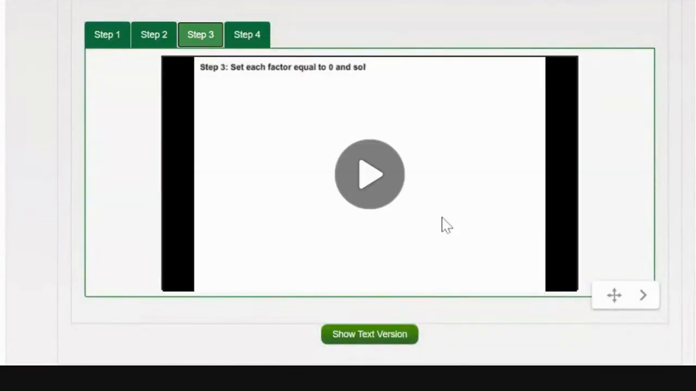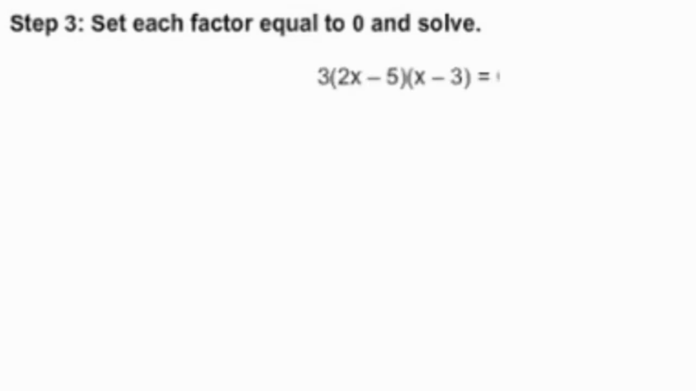Step 3. The third step is to apply the zero product property by setting each of the factors equal to 0 and solving. There are 3 factors being multiplied. They are 3, 2x minus 5, and x minus 3. For these factors to result in a product of 0, 1, 2, or all of them must equal 0.